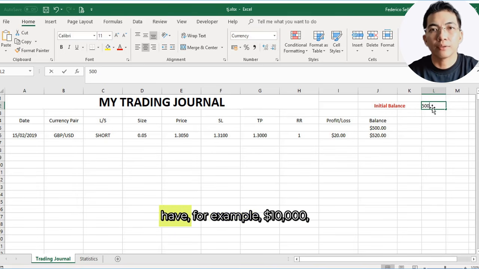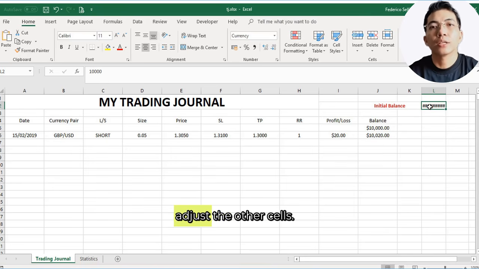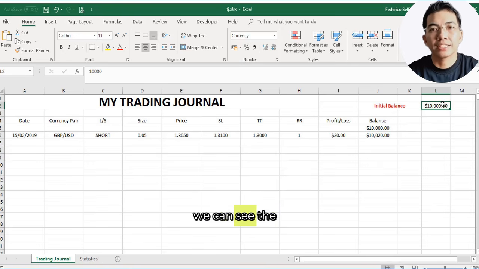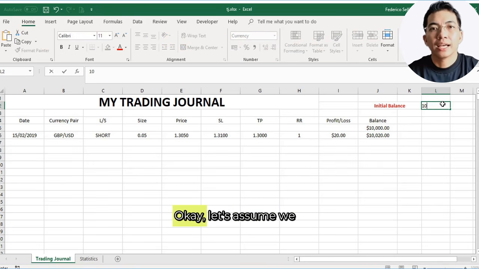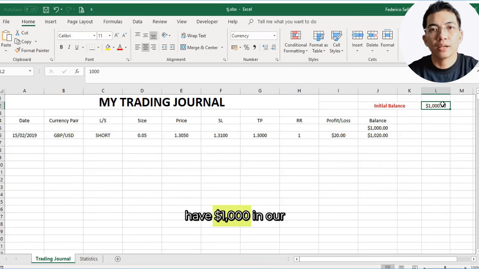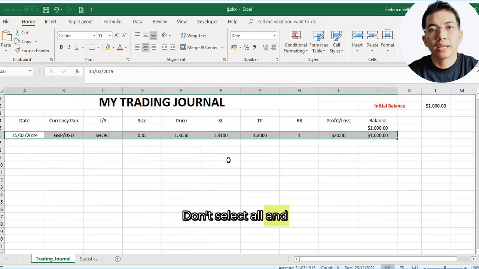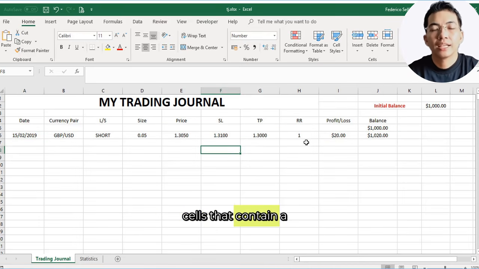If you want to have, for example, $10,000, once again Excel will adjust the other cells. Let me enlarge this a bit so we can see the numbers. Okay, let's assume we have $1,000 in our trading account. You can see that I already have a position here, and when you download the file it will be like this. Don't select all and press delete on your keyboard, because there are cells that contain a formula.